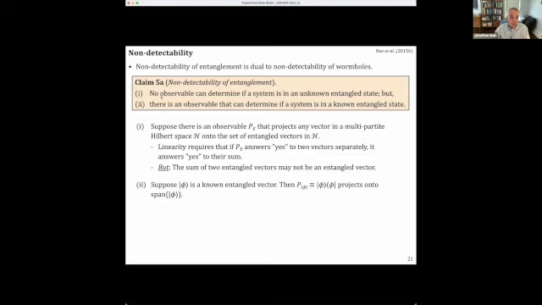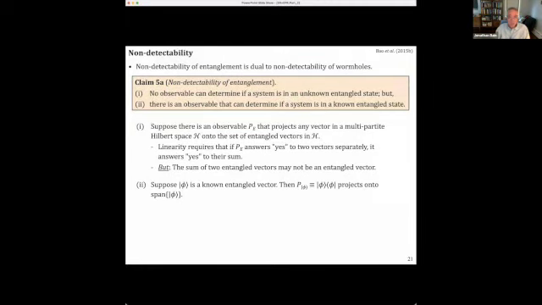So that's the sense in which no observable can determine if a system is in an unknown entangled state. But the second part of the claim is that there is an observable that could determine if a system is in a known entangled state. And the idea here is fairly simple. Suppose we know that the phi state is entangled. Then there's a way of determining whether any other state is entangled in the same way. We just project it onto the subspace spanned by phi. We use the projection operator associated with our known entangled vector state.